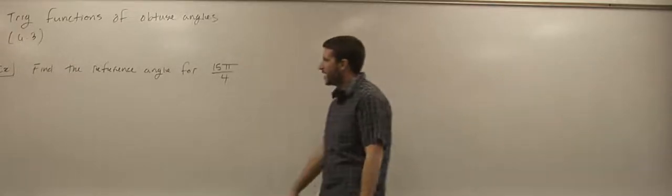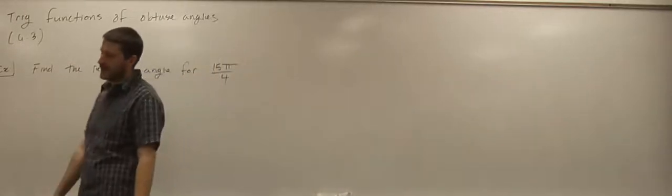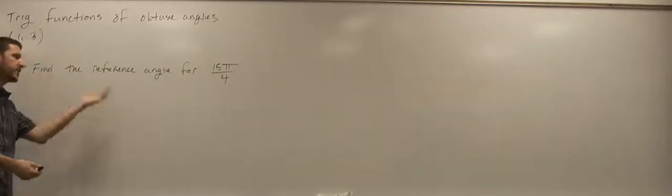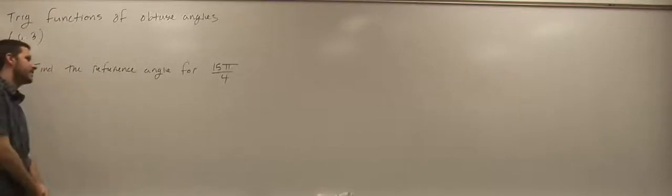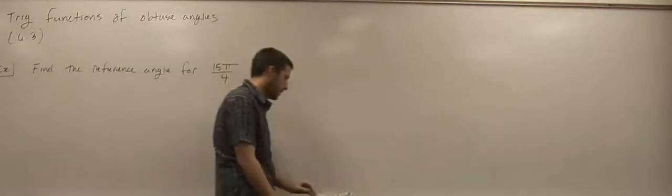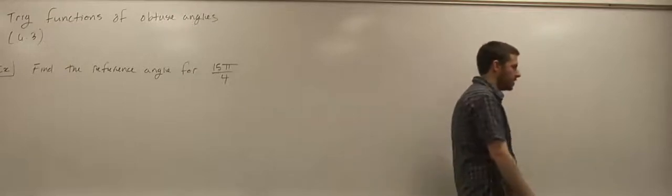We started last time talking about reference angles and defining trig functions for angles that are greater than 90. So I want to review a little bit about what a reference angle is and then the definition, and then get into the rest of the section. So start with this example. Find the reference angle for 15 pi over 4. So what's a reference angle? How do you figure it out?